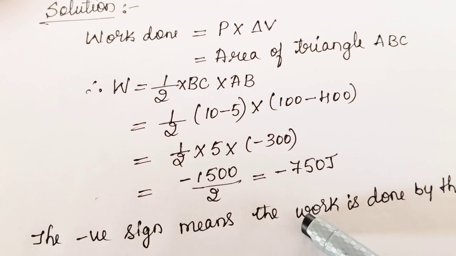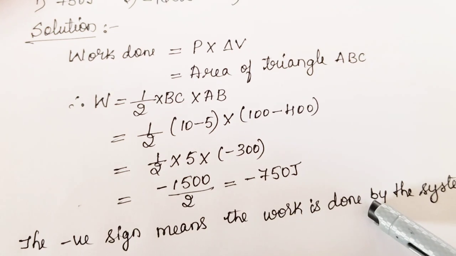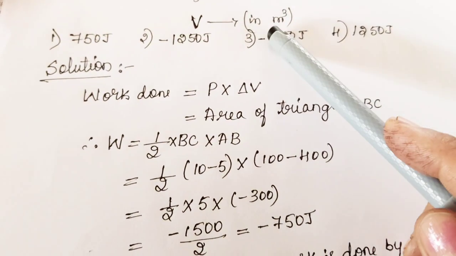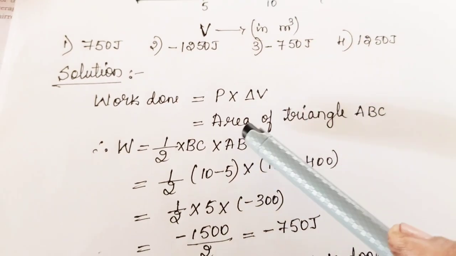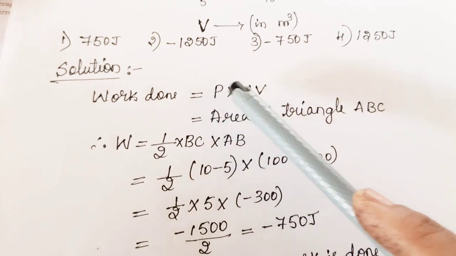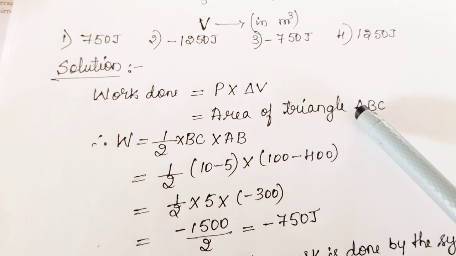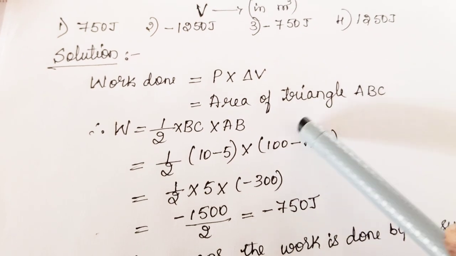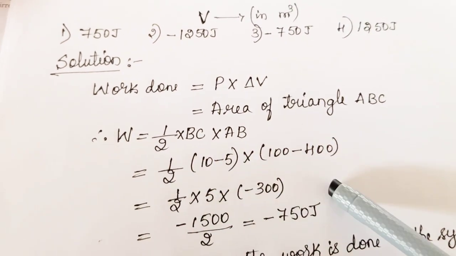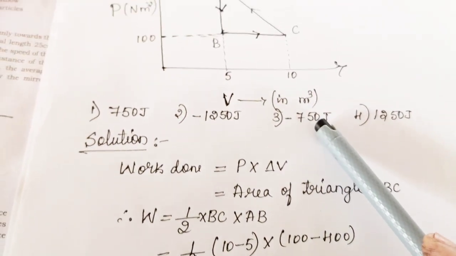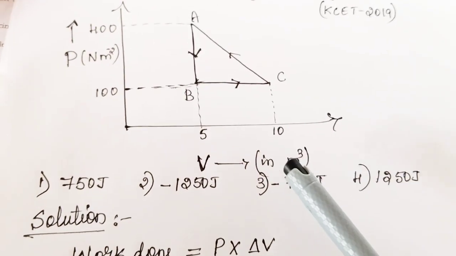So the negative sign means the work is done by the system. Therefore here option 3 is correct. To find out work done, we need to find out the area of the graph. Here the graph is a triangle, so the area under the graph gives work done. So here we came to know that it is minus 750 joule. Is it clear, student?